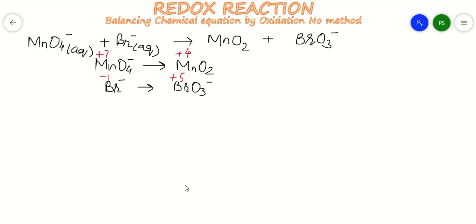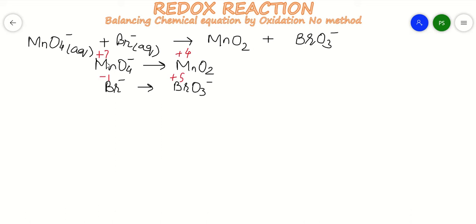Children, if you see carefully, you will get to know that in the first half equation the oxidation number is decreasing. That means this is the reduction process. In the other half reaction, the oxidation number is increasing. That means it is the oxidation process, and both processes are happening in one reaction. That is why we call this equation a redox reaction. Now the next step.